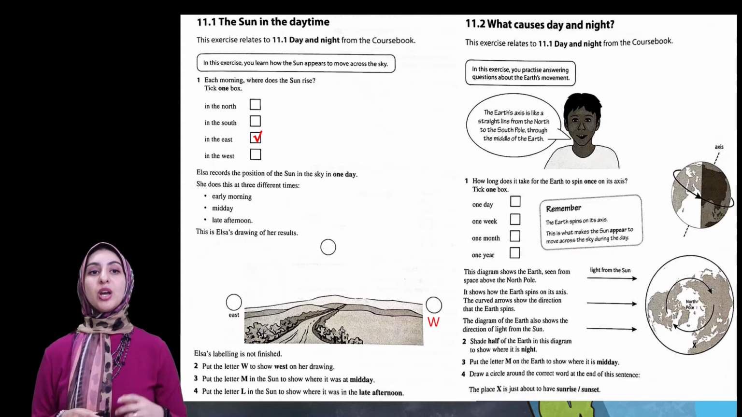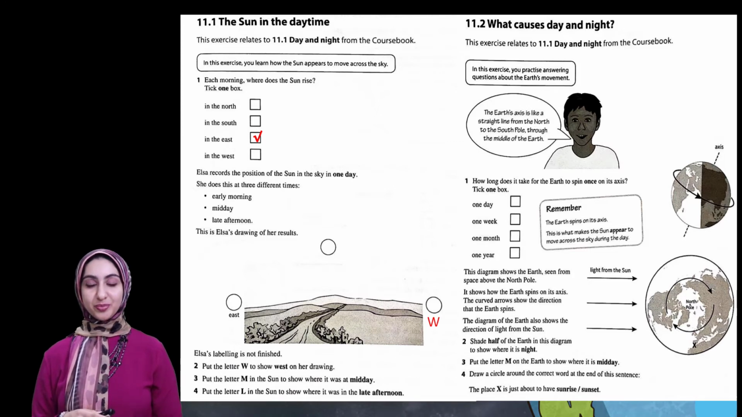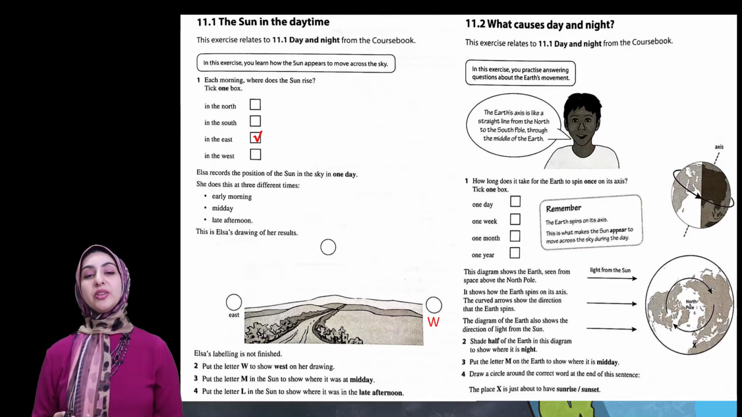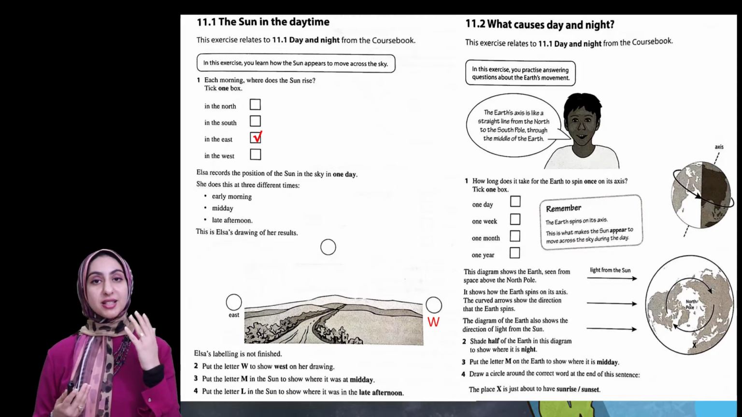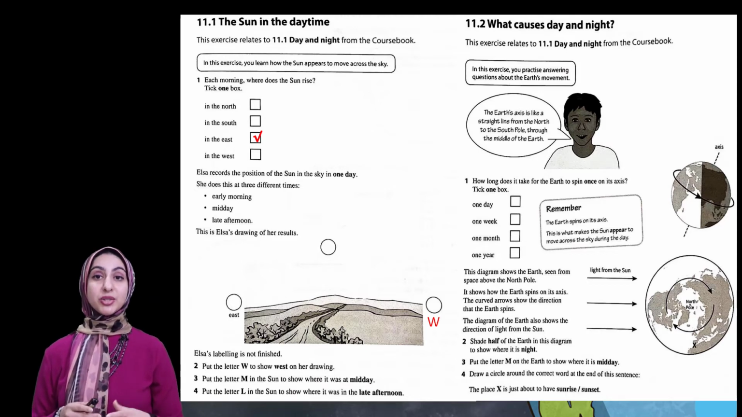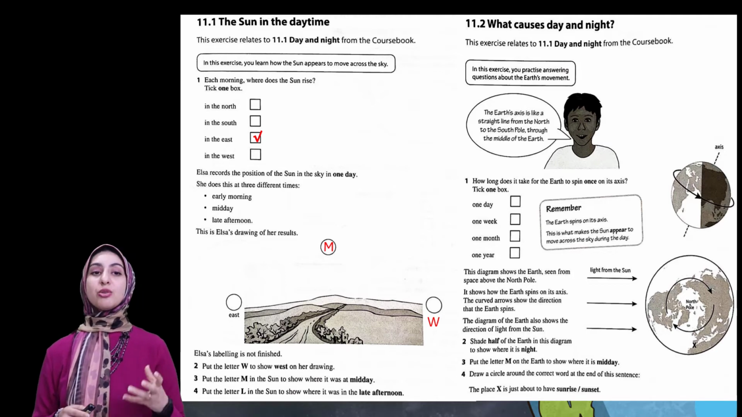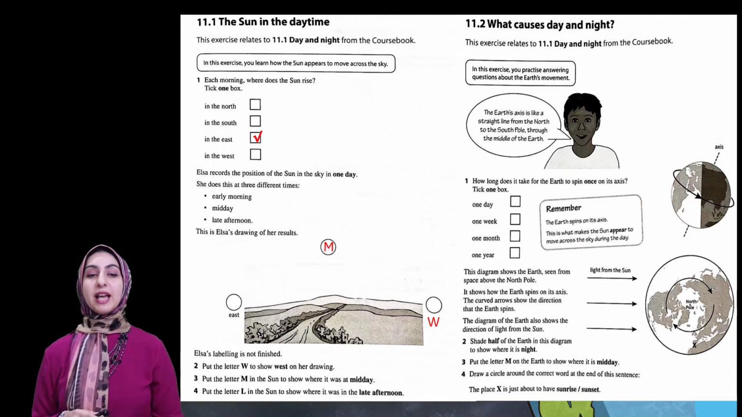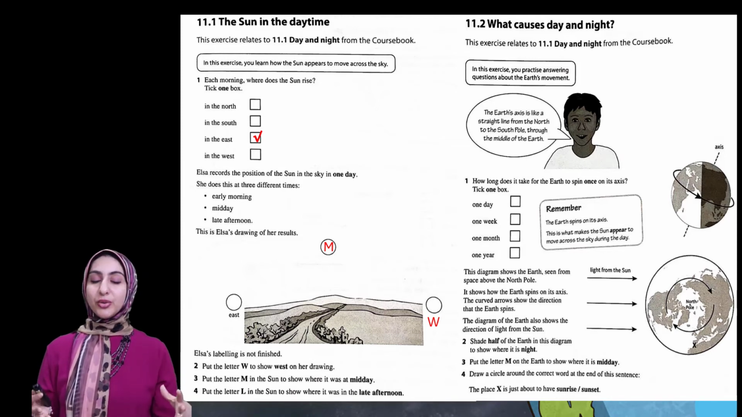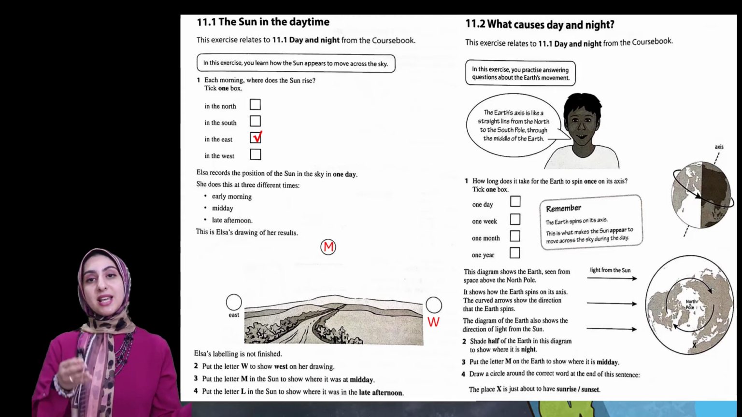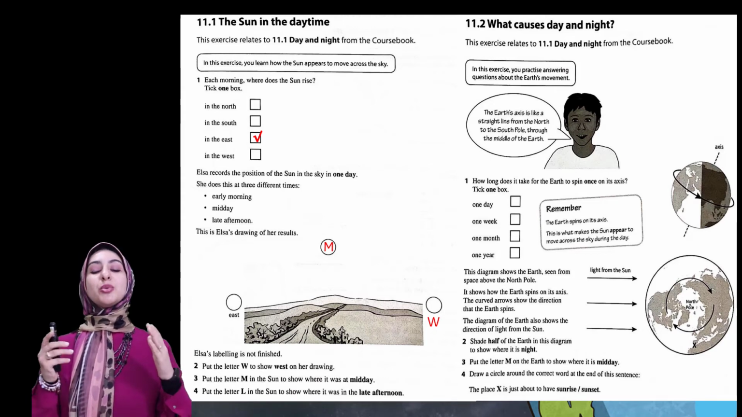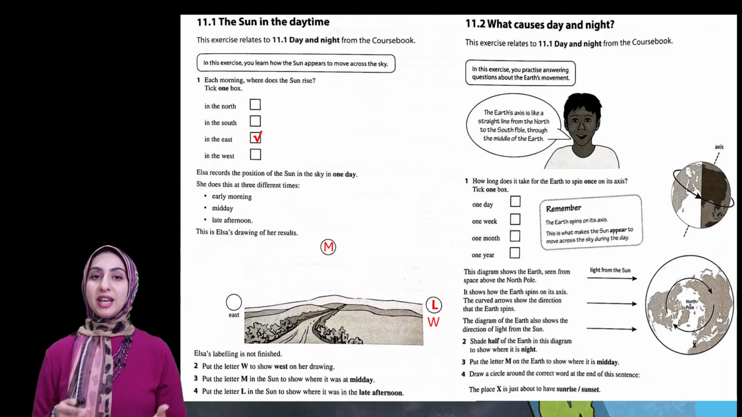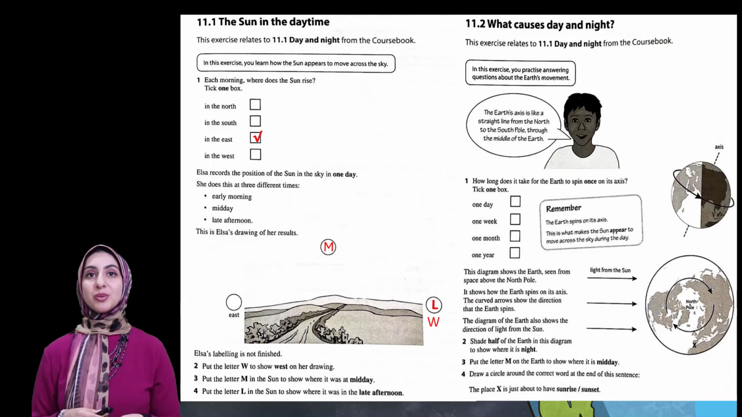Okay, question 3. Put the letter M in the sun to show where it was at midday. We know that at midday the sun will be at its highest in the sky, right? So this is the position of the sun at midday. Question 4. Put the letter L in the sun to show where it was in the late afternoon. We know that the sun rises from the east and sets in the west, right? So this is the position of the sun at late afternoon. Now we finished the first page. Let's check the next page.